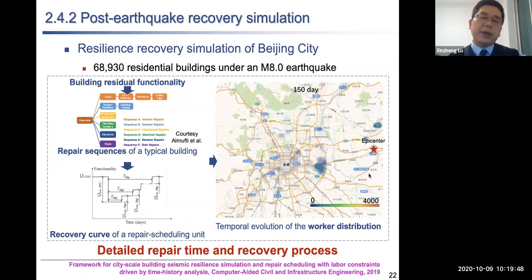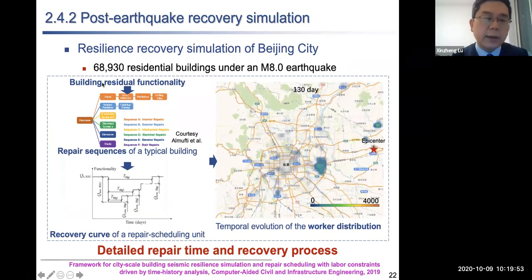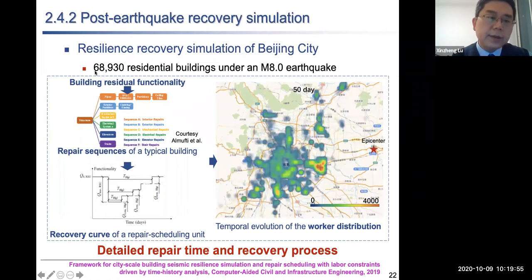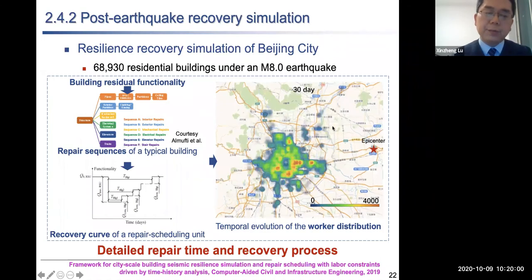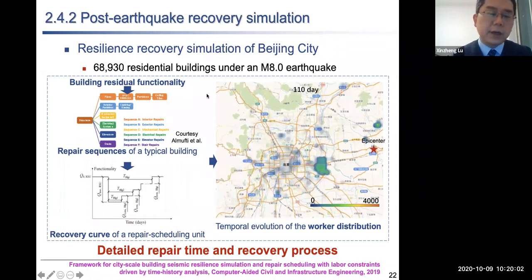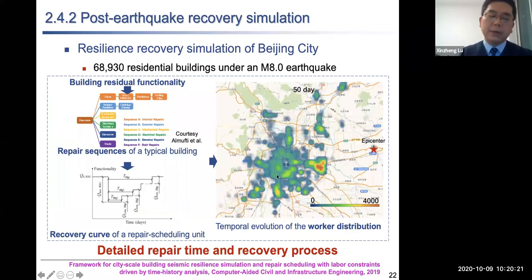Another example, a similar work but much bigger, is for the entire Beijing city. We got 68,000 residential buildings from the internet for Beijing city. We simulated a magnitude 8 earthquake, and we simulated the repair procedures and the repair labor demand. Then we can know how the recovery procedure goes after the earthquake, and how we can optimize the distribution of workers to make the repair procedure of this city more efficient.